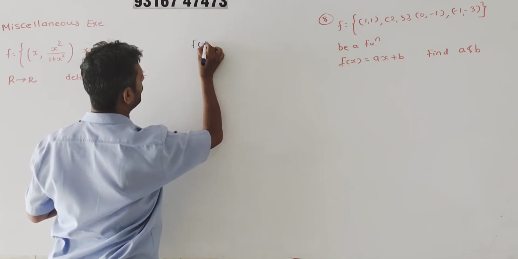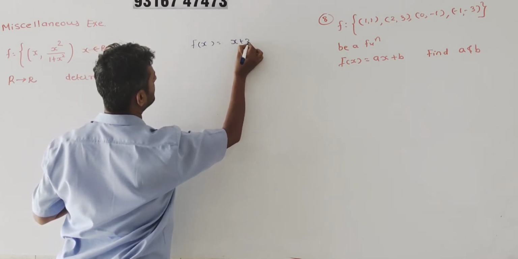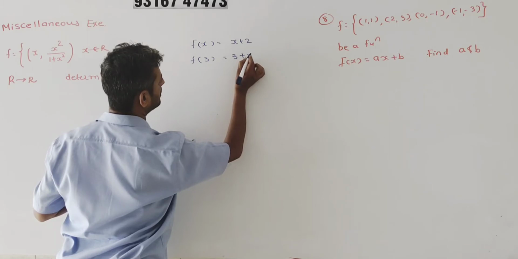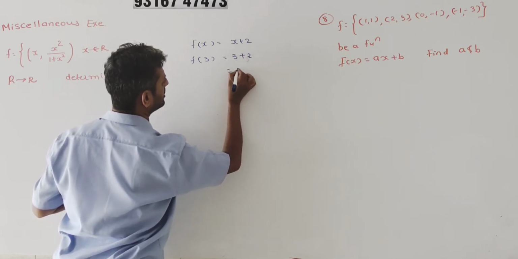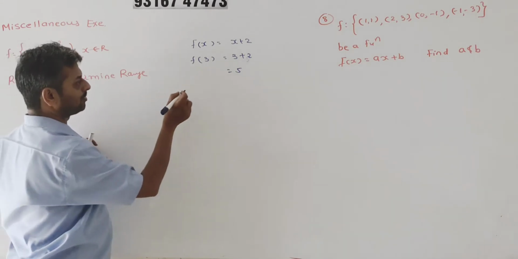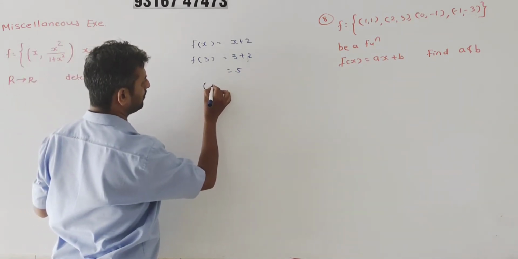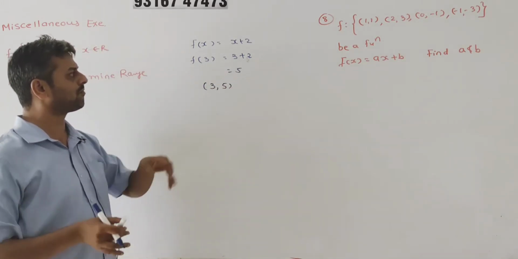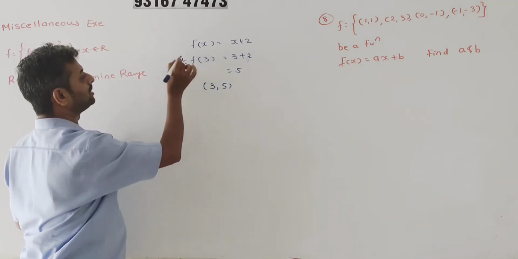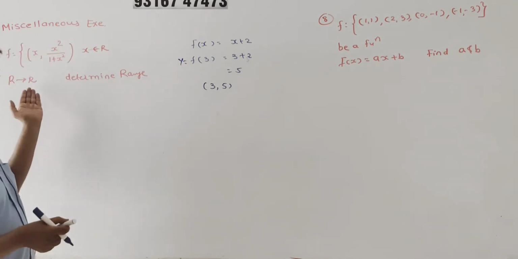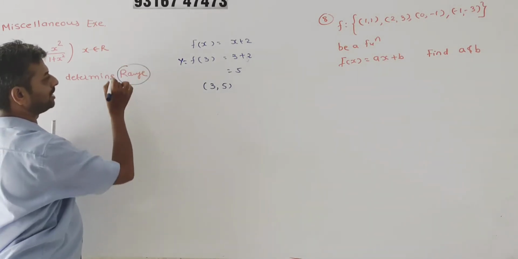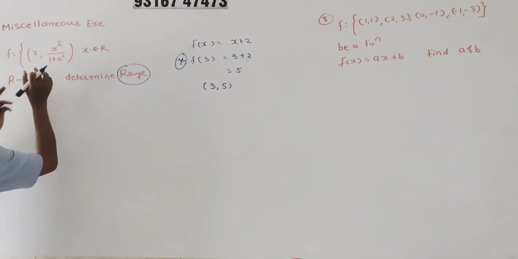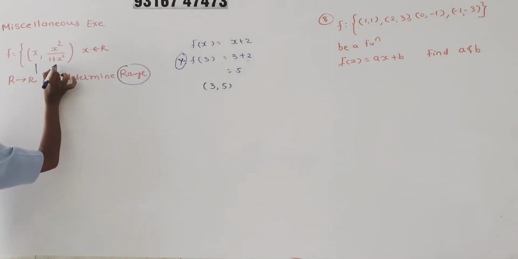Suppose if f(x) is equal to x plus 2, then f of 3 is equal to 3 plus 2, means the answer is 5. So if I want to write it as an ordered pair, I can write (3, 5). X is 3, and the value of f(x), that is called y, is equal to 5. It means here also we have to find out the range. Range means the values of y where it exists.